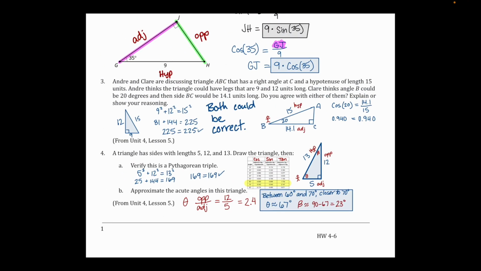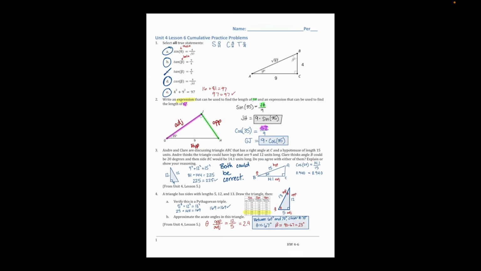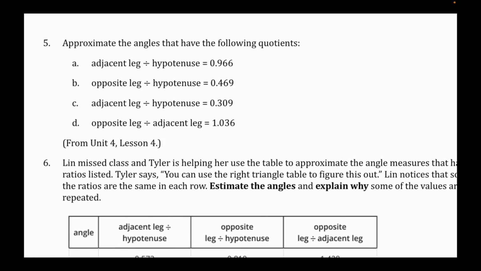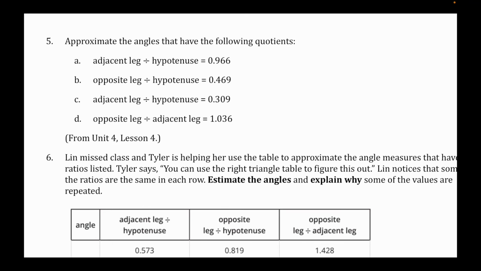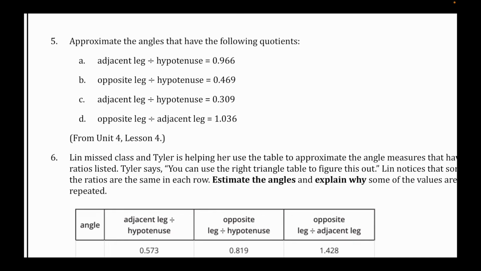So that's going to bring us then to the back page, where we have questions 5, 6, and 7. So question 5 is going to be a lot of consulting on our table because it does say approximates. So if you're approximating, you're going to use your ratio table.